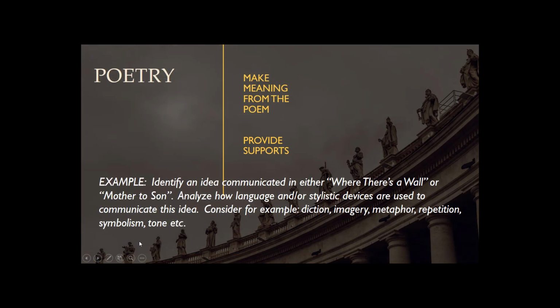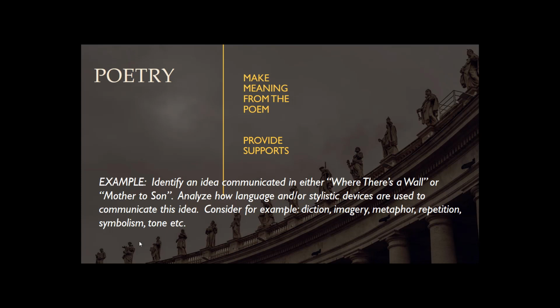The next part in the reading is poetry. I always find this the most difficult. If you're not someone who gets poetry, it can be challenging. They want you to make meaning from the poems and provide supports. So here's an example of what they want you to do.